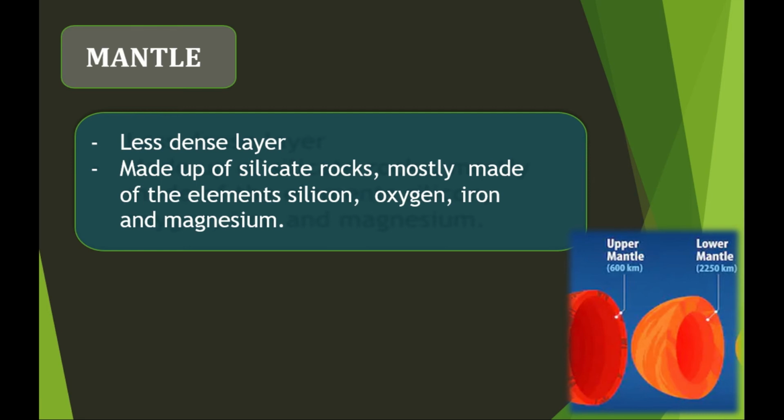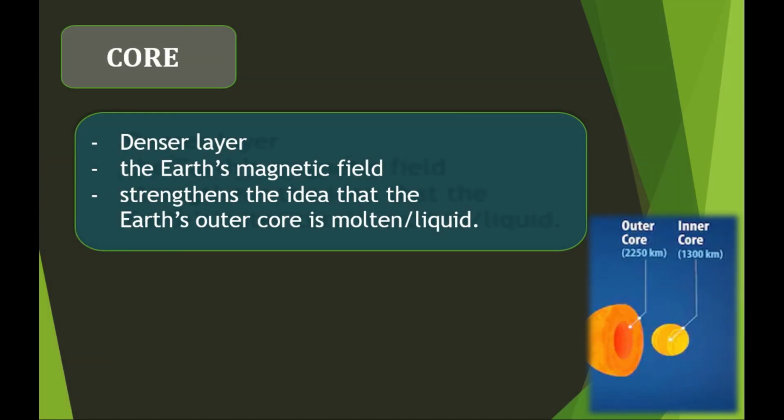So our mantle, although it's a whole, can be divided into two, which is the upper mantle and the lower mantle. So yun po yung gitnang part ng ating structure of our Earth. And last but not the least is yung pinaka-center, which is our core. It is the denser layer of the Earth, and it is where our Earth's magnetic field is found.